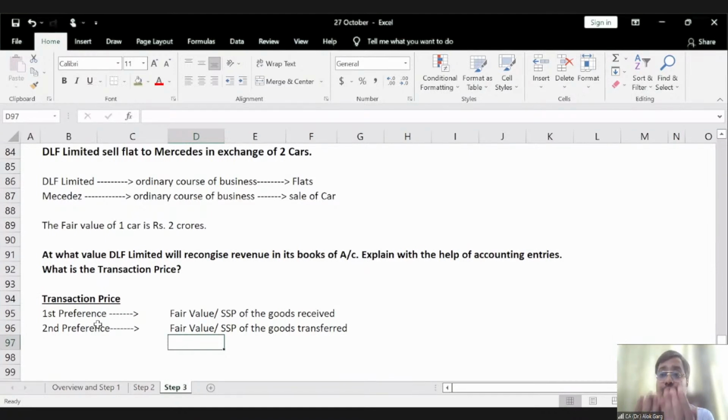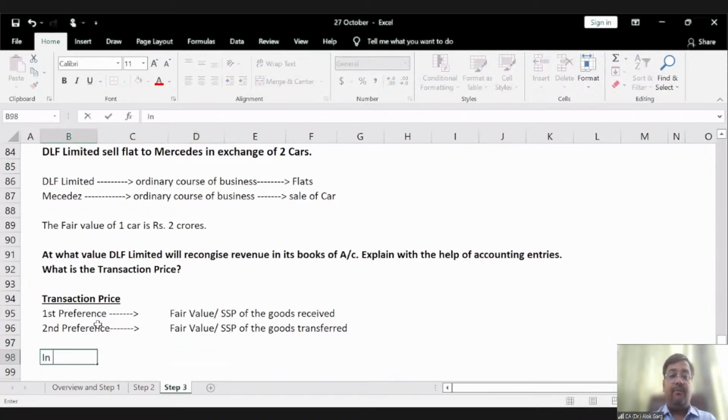So for buying two cars, what will DLF Limited pay? DLF Limited will pay the flats, right? So what is the value of those two cars which are coming in? In this case, what will be the accounting entry in the books of DLF Limited?